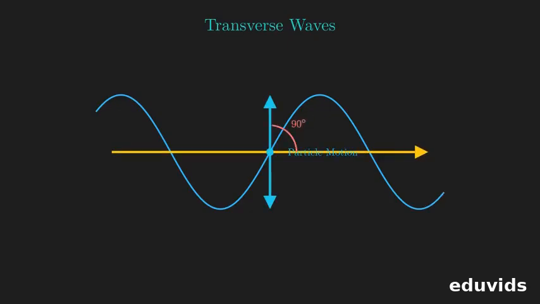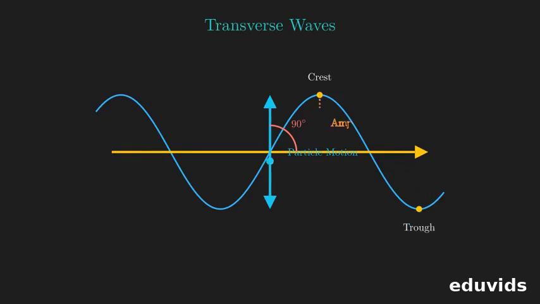First, wave propagation describes the direction that energy travels through a medium or space. In a transverse wave, the particles move up and down perpendicular to the wave's propagation direction. The highest point of this wave is called the crest, and the lowest point is called the trough.